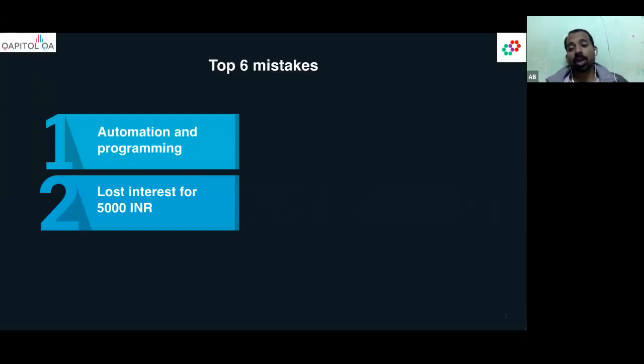Similar thoughts came into my mind, and I stopped focusing on innovation. I stopped showing interest, and this affected my performance. And after a few months, I quit, right? So I lost interest for 5,000 INR. Looking back now, maybe I could have talked to the management, got it sorted. They would have happily given the additional 10,000 INR and stuff like that, right? So this is the second mistake in the top 6 list.